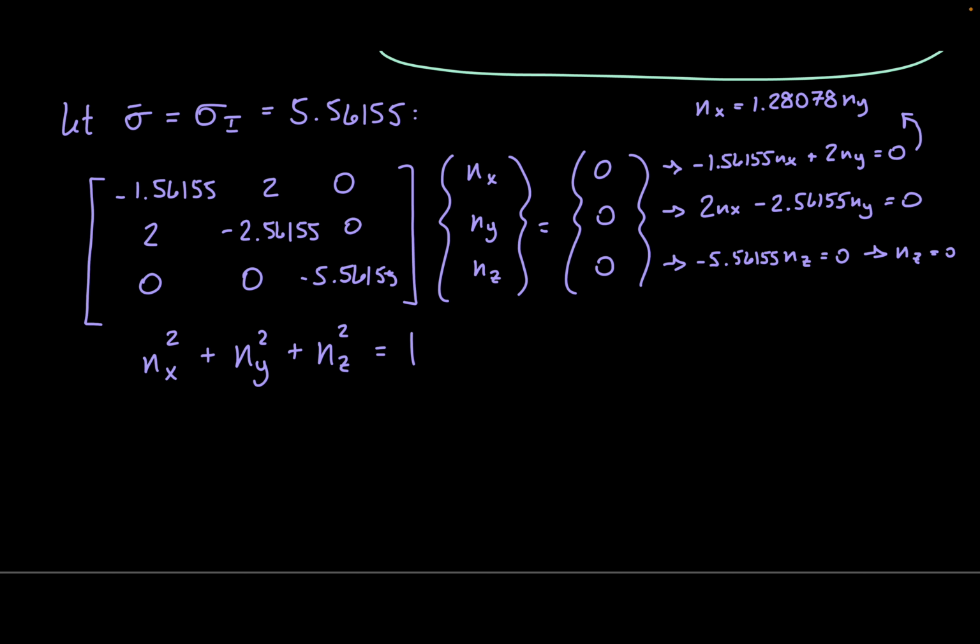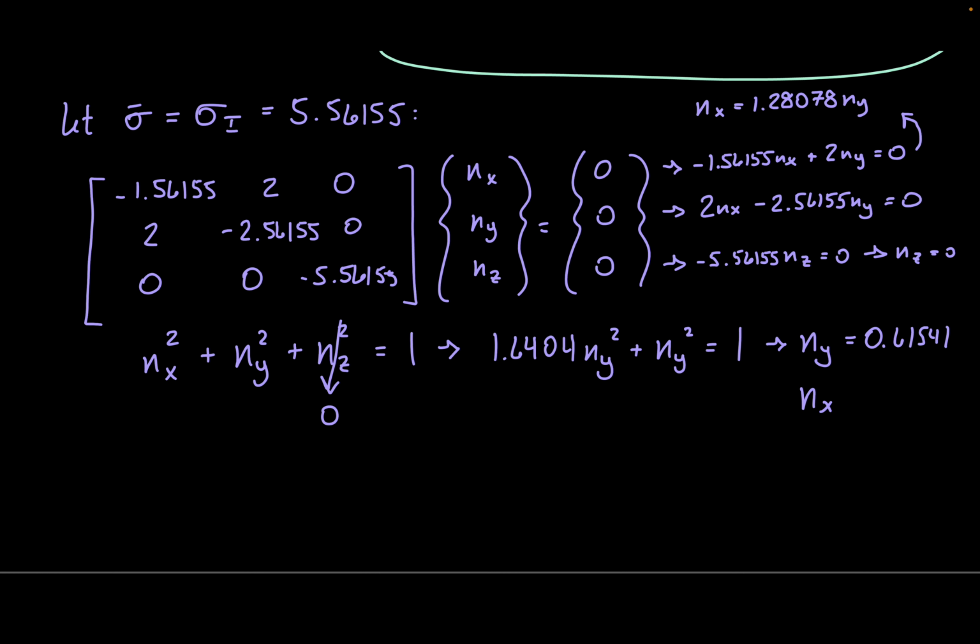So now before we said that n sub z is going to be equal to 0, so obviously this term can just drop out right off the bat. That only makes our lives easier. And then we can plug in. So if we essentially square this 1.28078, that'll give us 1.6404 ny squared plus ny squared is equal to 1. So then we can essentially solve for ny, and that's going to be equal to 0.61541, and then nx is then going to be equal to 0.78821. And that is the first direction for sigma 1.